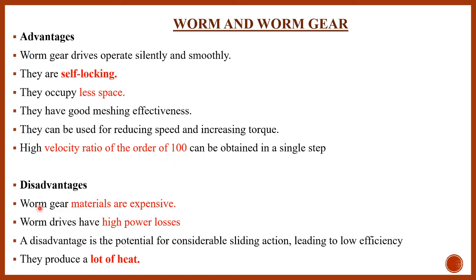Again, while designing the worm and worm wheel, the material should be of copper-based material, which is very expensive. Again, there are very high power losses because of friction. Because of that sliding action, which reduces the efficiency, the gear, because of the friction, produces a lot of heat.